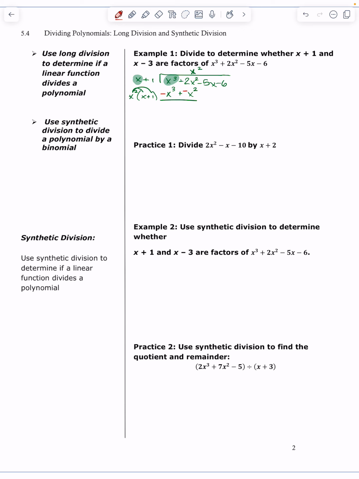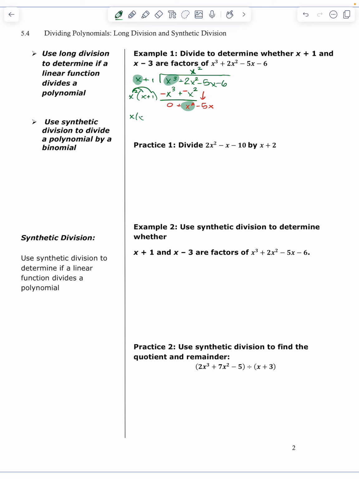x to the third minus x to the third gives me a 0 here. I've got 2x squared minus 1x squared. That gives me an x to the second. And now I'm going to pull down that next term, the minus 5x. I have to figure out what I need to multiply my x by now to make this x to the second term.